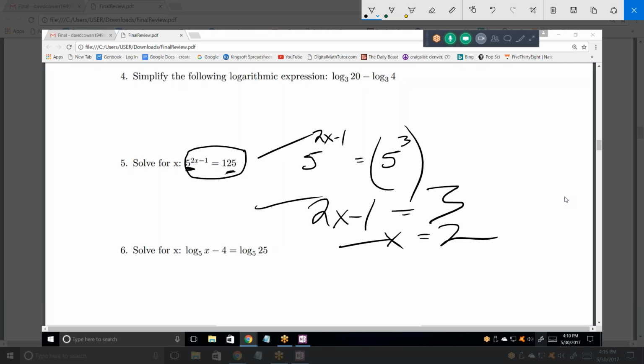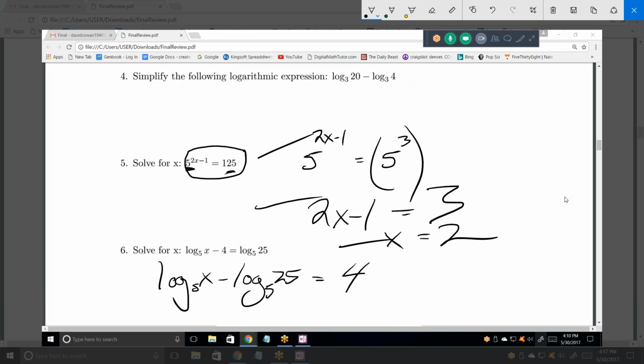Now, how about this one? Number 6. Log base 5 of x minus 4 equals log base 5 of 25. Would it be 29? I don't think that's too simple, right? No, it wouldn't be 29. However, what I could do is subtract the right side from both sides so that I have log base 5 of x minus log base 5 of 25. And then if I put the 4 on the other side, I can get to that step. See how I get there?